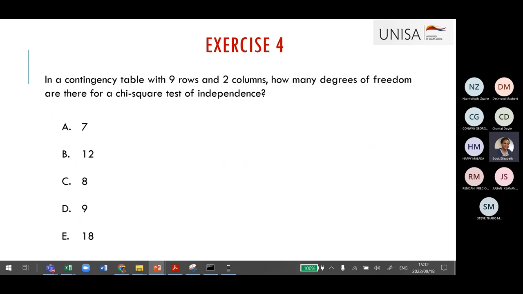In a contingency table with nine rows and two columns, how many degrees of freedom are there for this chi-square test? There are 8 degrees of freedom, because we are told that there are nine rows and there are two columns. Nine minus one is eight, times two minus one is one, which makes it eight, which is option C.